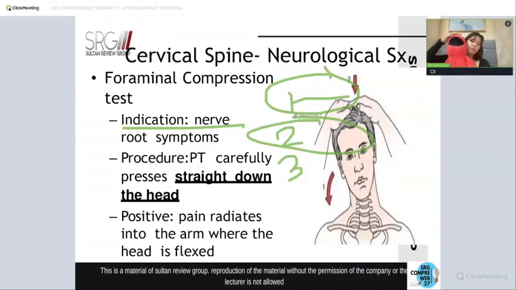If there is radiation of pain, again, you're positive with what we call your foraminal compression test. You don't need to perform the whole sequence po. You're going to perform part 2 only when he is not positive with part 1, then part 3 after that. Does that make sense? Clear po tayo?